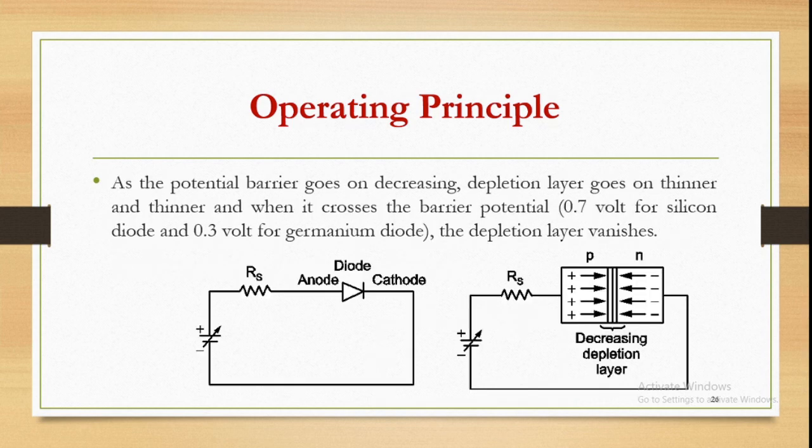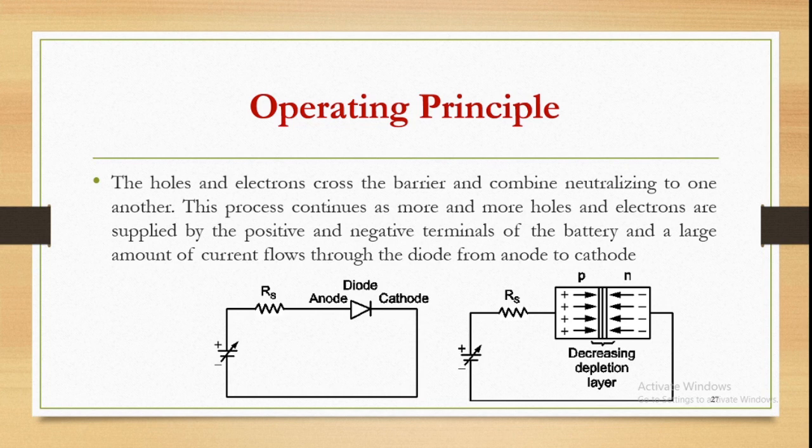You can see from the diagram that as the potential barrier goes on decreasing, the depletion layer goes on getting thinner and thinner, and when it crosses the barrier potential, 0.7 volt for silicon and 0.3 volt for germanium, the depletion layer vanishes and we get a large current through the PN junction diode. The holes and electrons cross the barrier and combine, neutralizing one another. This process continues as more and more holes and electrons are supplied by the positive and negative terminals of the battery, and hence a large amount of current flows through the diode from anode to cathode after the barrier potential.